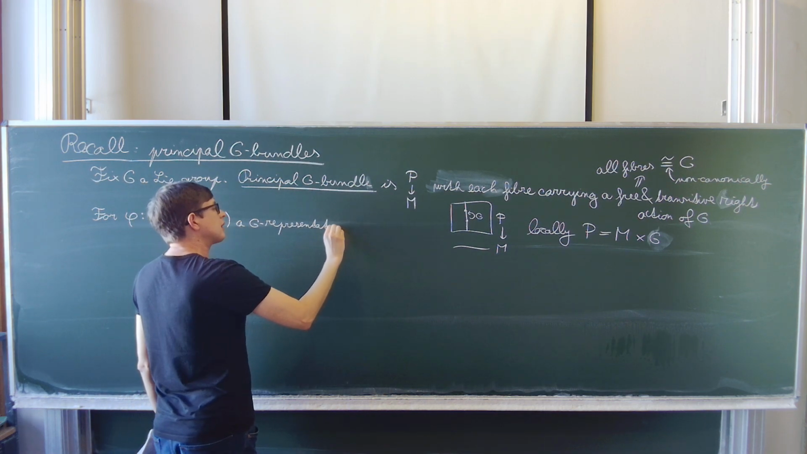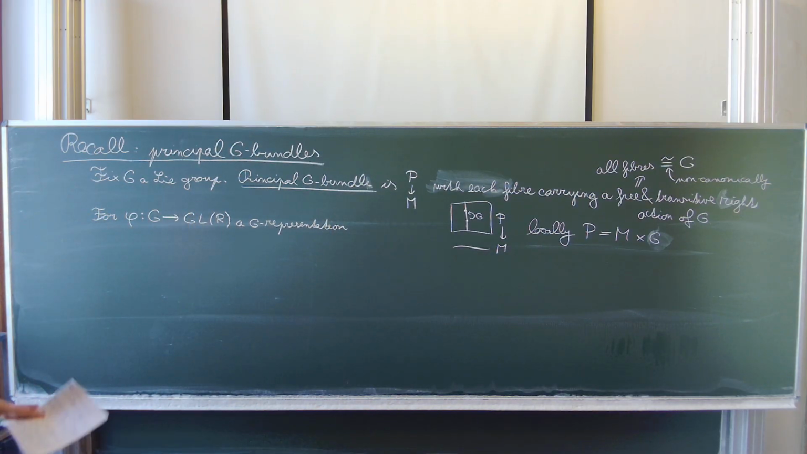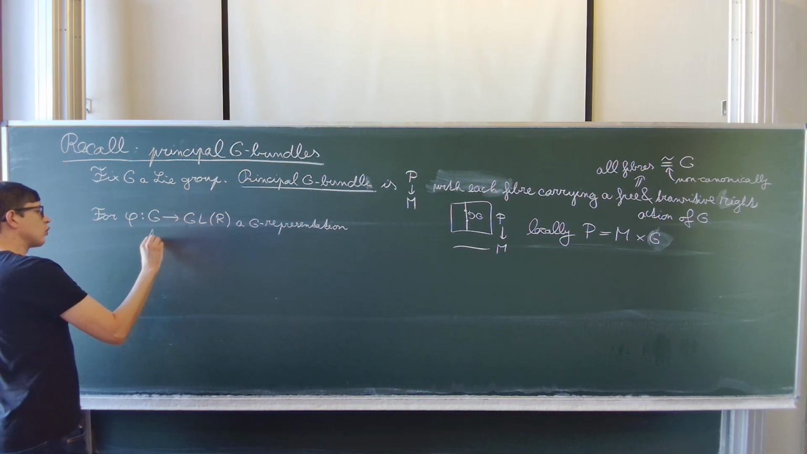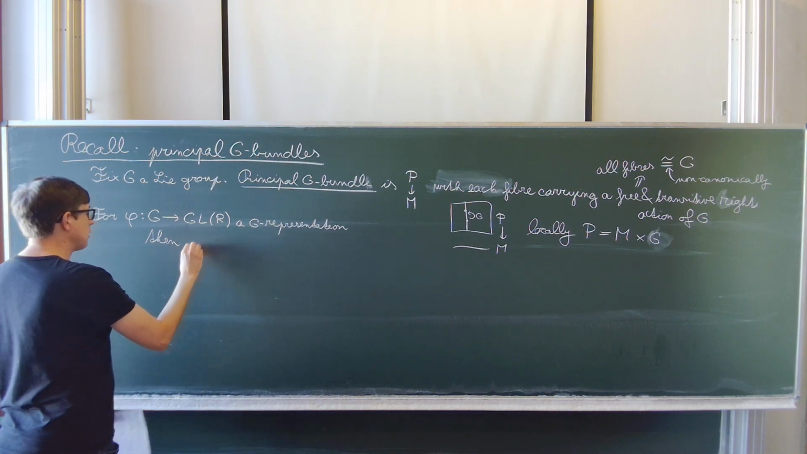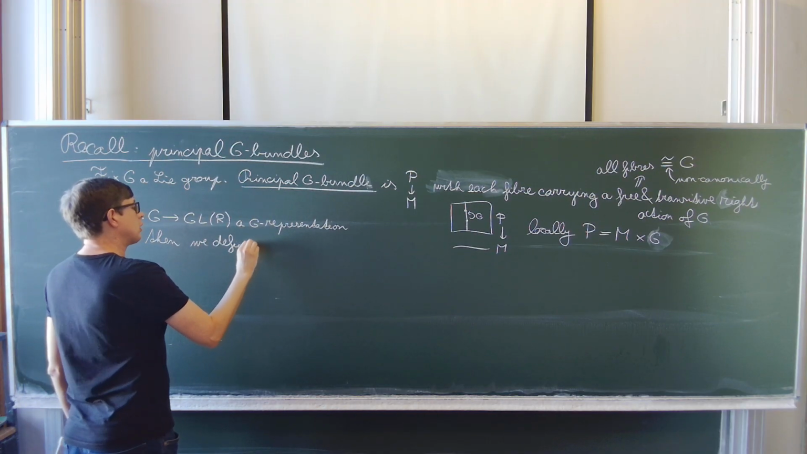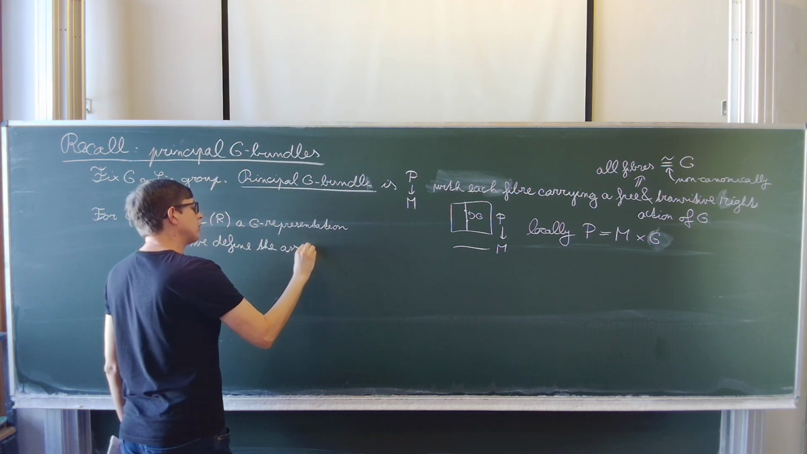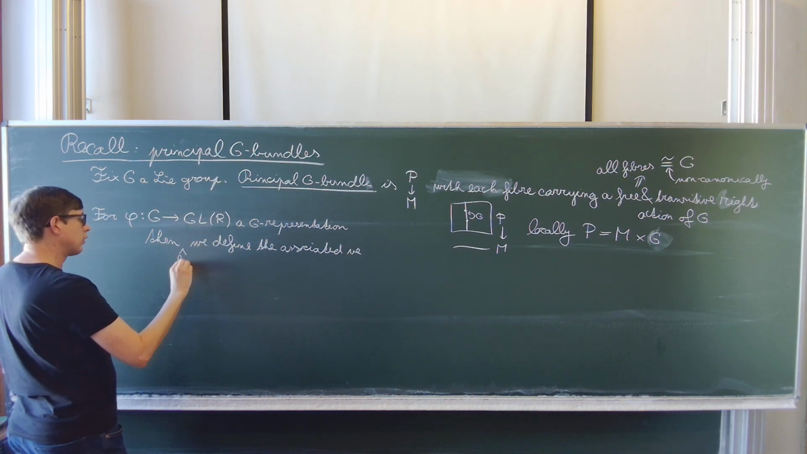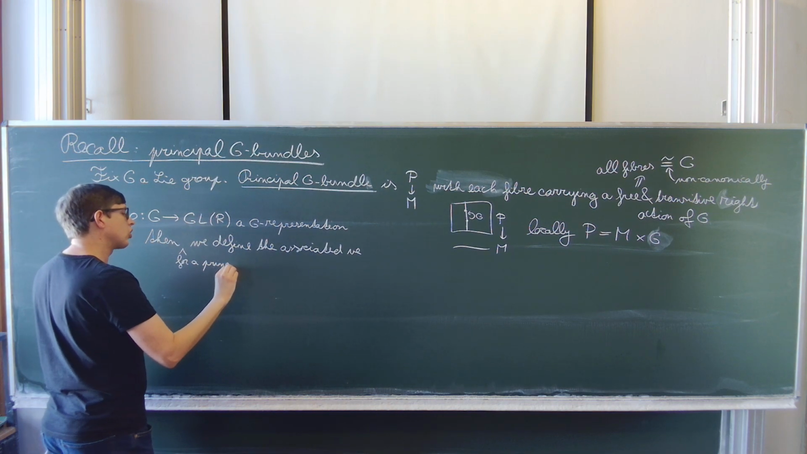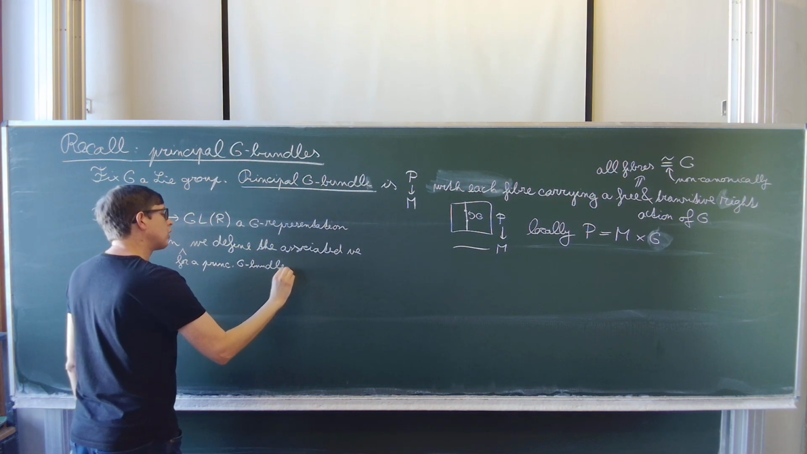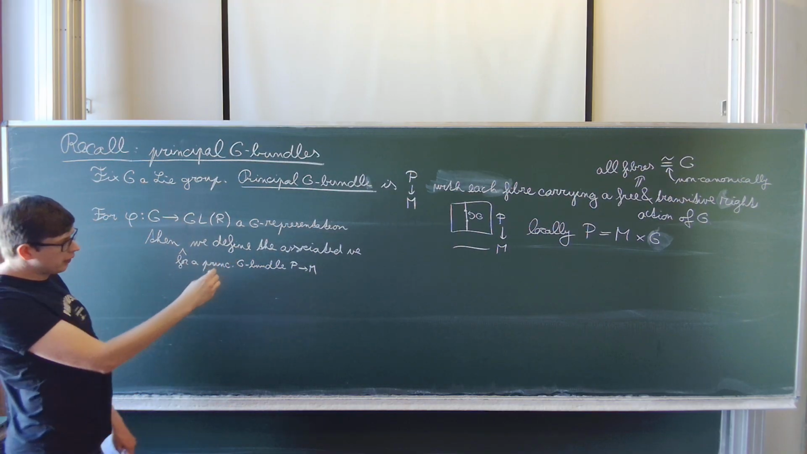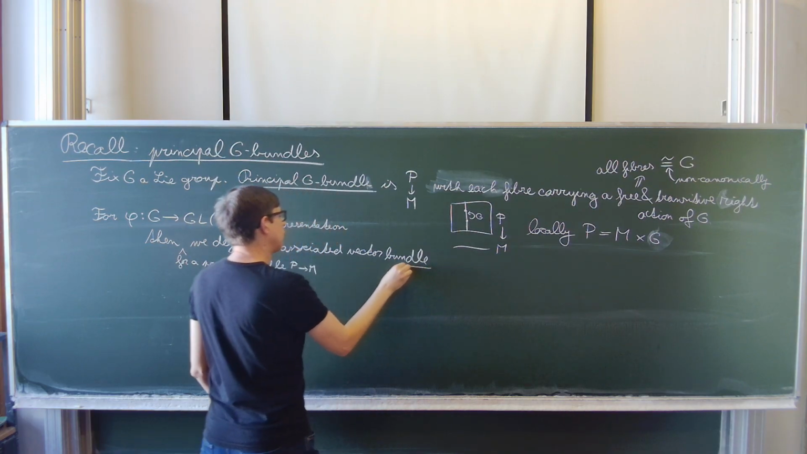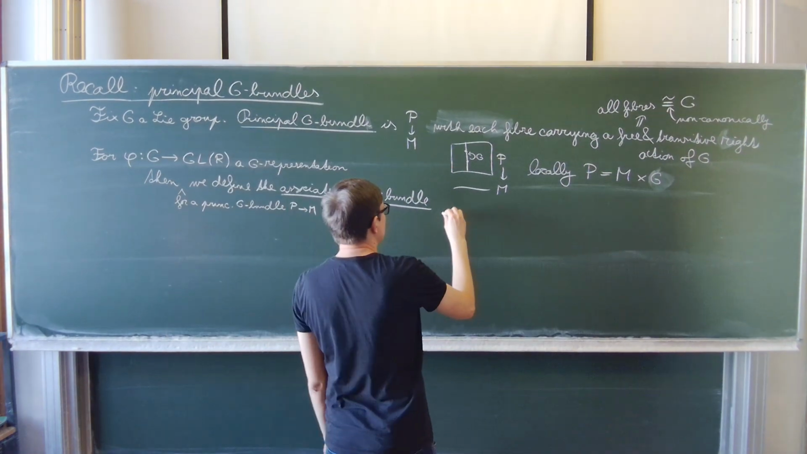Okay, so representation of group means that I have a map, a homomorphism of groups from G to invertible linear operators in my space. Then I can construct an associated bundle. So then we define the associated vector bundle. And then for a given principal bundle P over M, we can define an associated vector bundle to be the following vector bundle.